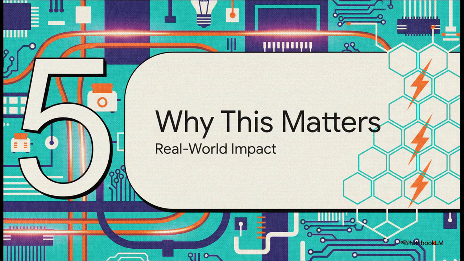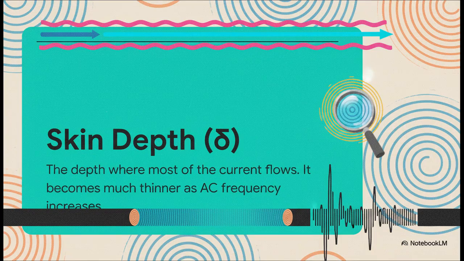But so what? Who cares if electrons flow on the inside or the outside of a wire? Well, it turns out this has massive real-world consequences, affecting everything from the power in your home to super high-frequency technology. To actually deal with this, engineers have a term for it: skin depth. It's basically how deep into the wire the current goes before it drops off significantly, down to about 37% of what's on the surface. And here's the rule of thumb, the most important part. The higher the frequency of that AC signal, the thinner and thinner that skin depth gets.